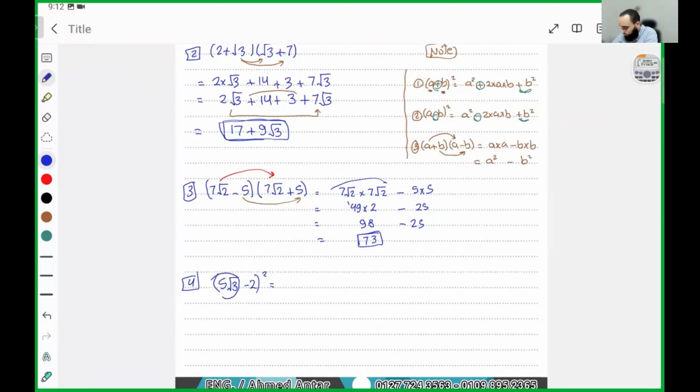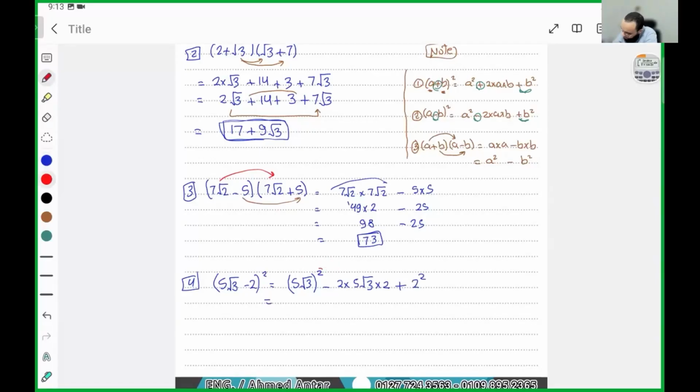So we have to get the first number, which is 5 root 3, power 2, and then 2 times first times second, correct? Yes, correct. The second here is only 2, it's not negative 2, because the negative sign we wrote it here. So don't tell me it's negative 2 here. It's always the number, correct? Yes, it's always positive. And then plus what? Plus 2 power of 2.